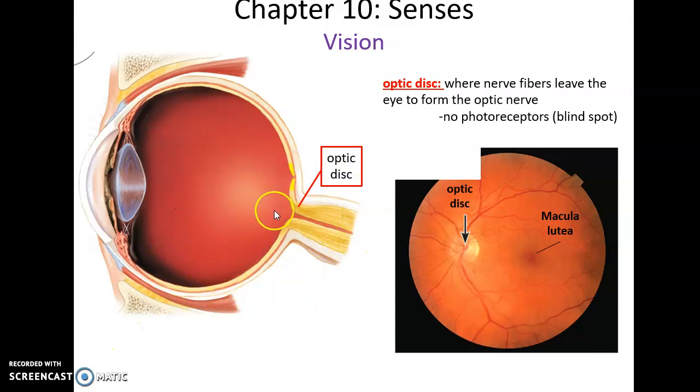So the optic disc is the very beginning that leads to the optic nerve. And what's kind of cool is when optometrists look into your eye, they actually can see the optic disc and the macula lutea.